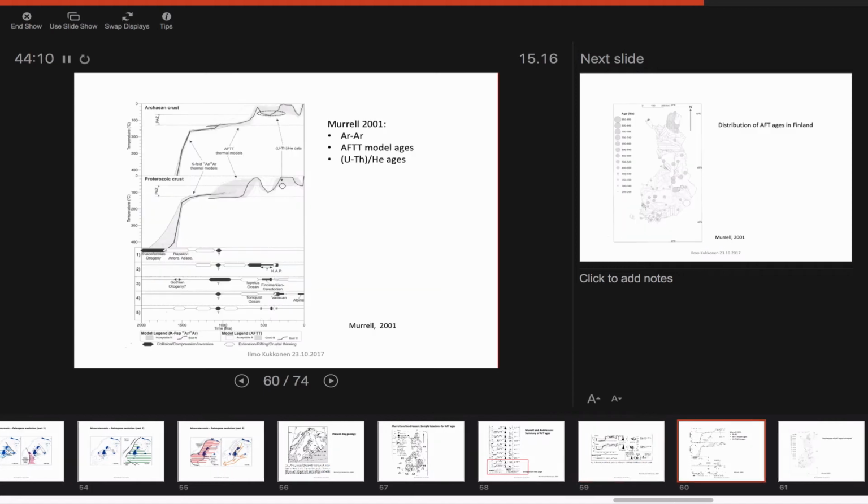Now, already when Glenn Murrow presented his thesis, he was using not only apatite fission tracks. He had a kind of a hybrid model that includes also the argon-argon and the potassium-argon systems, as well as the low-temperature uranium-thorium-helium. He attempted to and managed to give a thermal history all the way down from the cooling from orogenic times to the more recent thermal history.